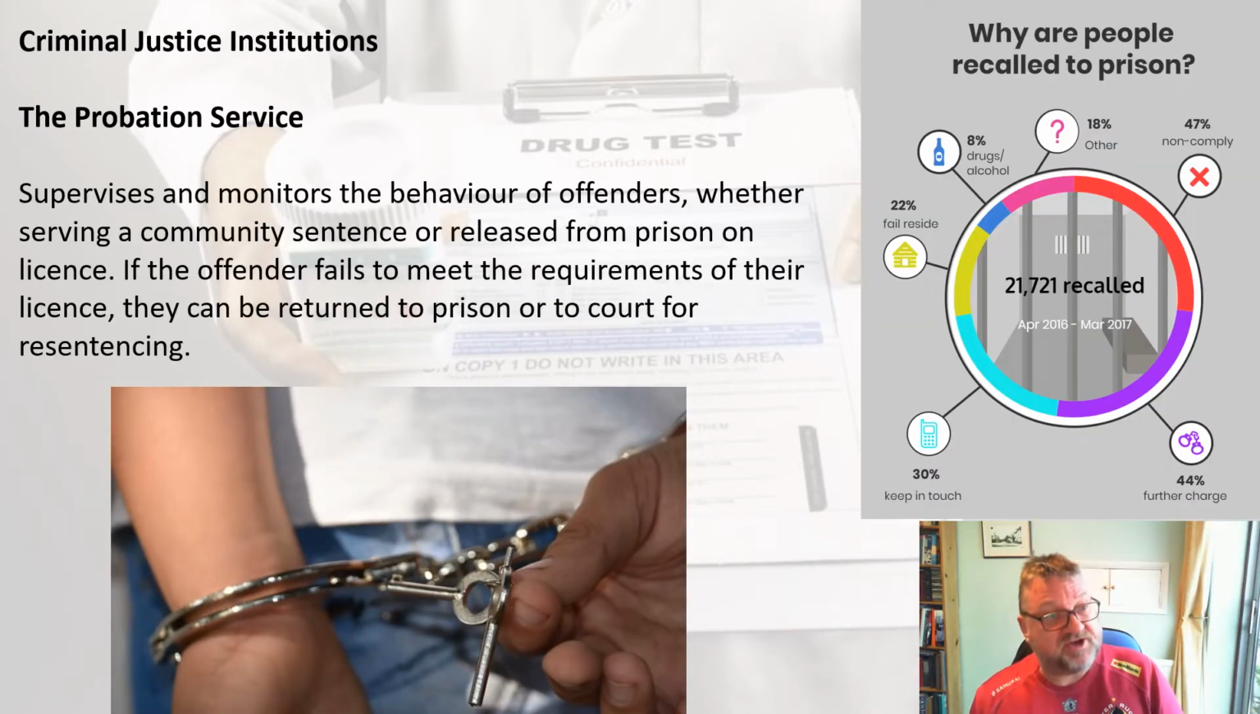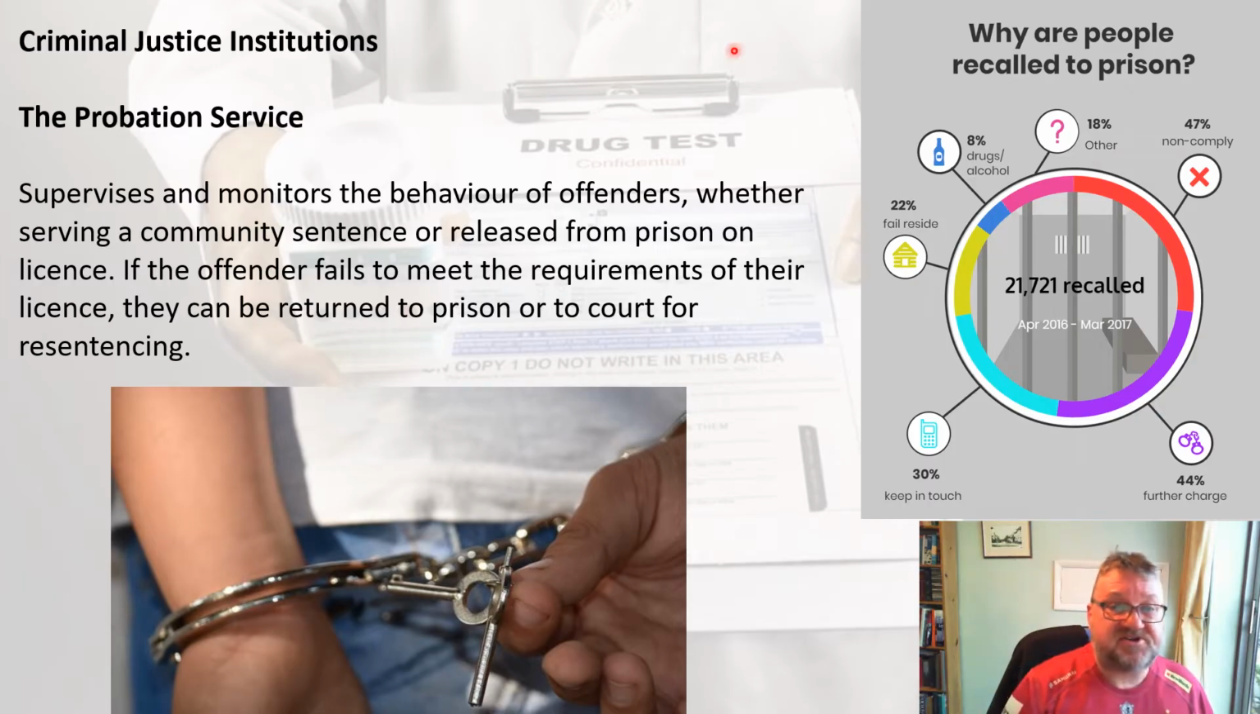If we look at the probation service, well, we know that they supervise and monitor the behaviour of offenders, whether they're doing a community service sentence or whether they've been released from prison on licence parole. If the offender fails to meet the requirements of their licence, they can be returned to prison or to court for resentencing. We know this, we've covered this under the probation service when we looked at it.